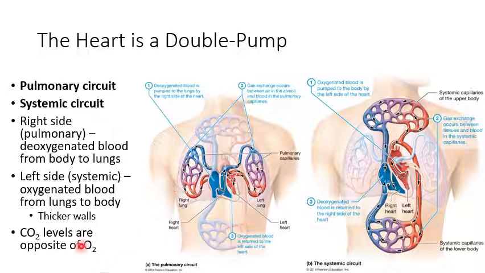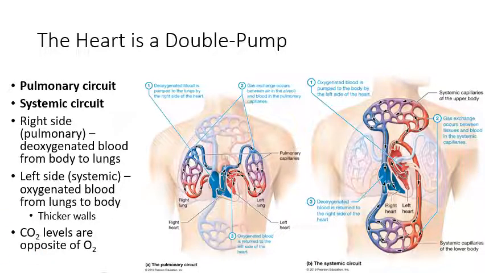Then the left side is associated with the systemic circuit. So you have blood entering the left side of the heart, entering the left atrium from the lungs. Then it goes to the left ventricle, and the left ventricle is going to send it out along the aorta. Just on this side, I guess it's highlighted. So the left ventricle is going to send the blood out on the aorta to the whole body, and it will return to the heart in the superior and inferior vena cava into the right side of the heart.